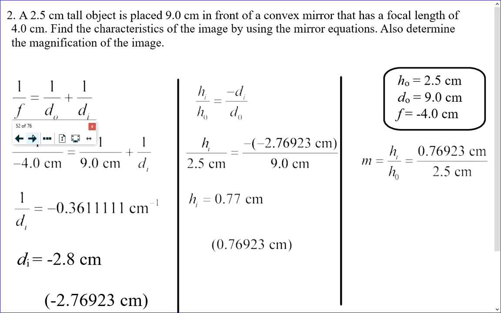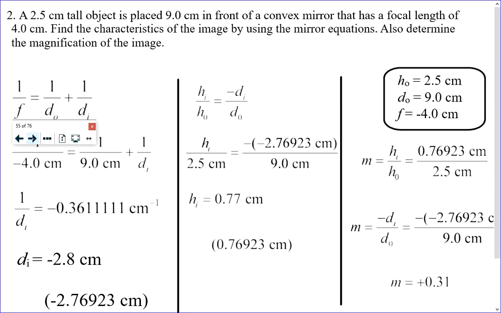So we can take HI, which we just calculated, divided by HO, or you could take negative DI, which is negative 2.76923, divided by DO, which was 9. And you clearly have to get the same thing. You get the same thing because HI over HO is equal to negative DI over DO. That's how we actually got HI, was assuming they're equal, because they are.